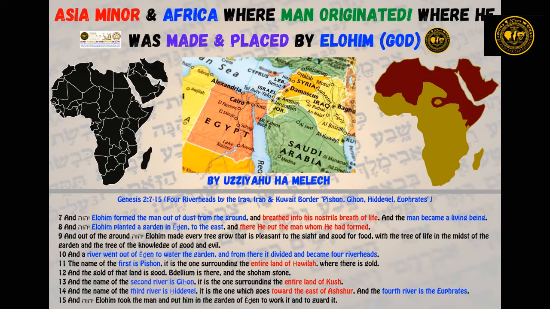with the tree of life in the midst of the garden, and the tree of the knowledge of good and evil. 10. And a river went out of Eden to water the garden, and from there it divided and became 4 riverheads. All right. The name of the first is Pishon. It is the one surrounding the entire land of Havilah, where there is gold. 12. And the gold of that land is good. Bdellium is there, and the onyx stone. 13.